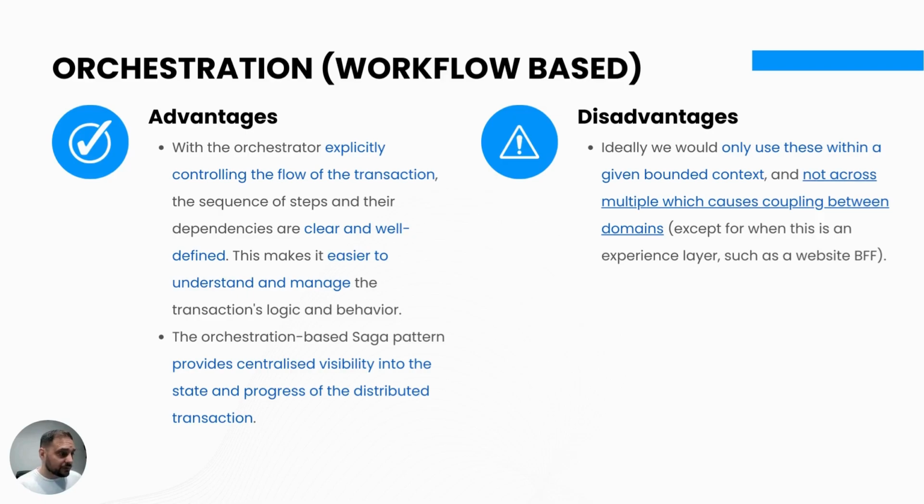Disadvantages, obviously, we don't want this to work across all different domains. We don't want to couple these domains, so the orchestration happens within one bounded context. Except if we have an experience layer, so a BFF, for example, you might want to have some kind of orchestration there across multiple downstream systems, a bit like the API proxy. But that's pushed right out to the actual user, the customer at that point. It's not happening within the domain services.